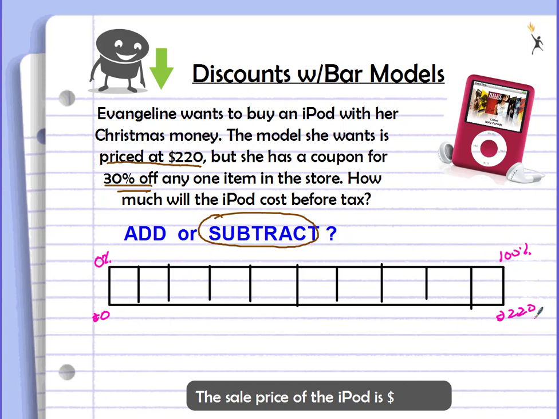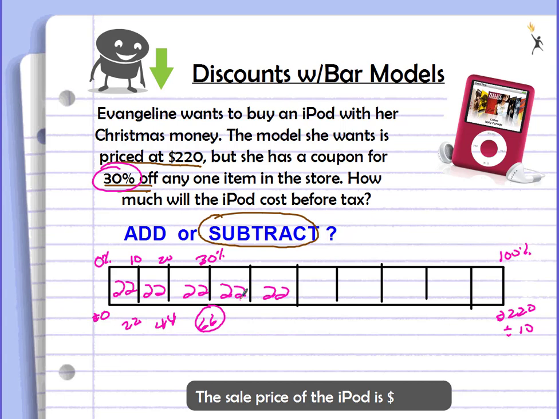If we divide our 220 by 10, it means there's going to be $22 in each tile. So each 10% is worth $22. And we're looking for 30%. So here's 10%, 20%, here's our 30%, so we need to find this amount here. So 10% is $22. If I add another 22, I get $44. That's 20%. Add another 22, and we get $66. That's our 30%. So our discount amount is $66.